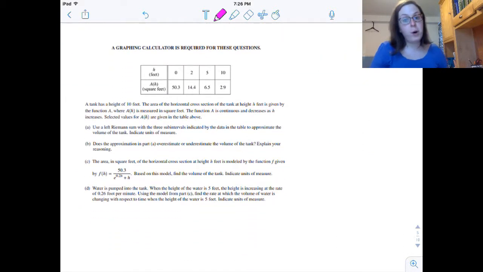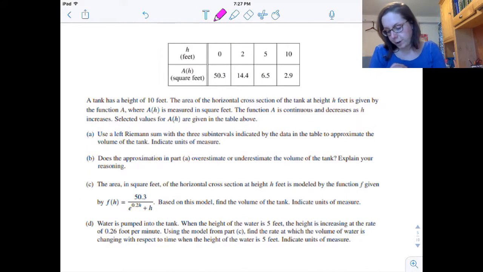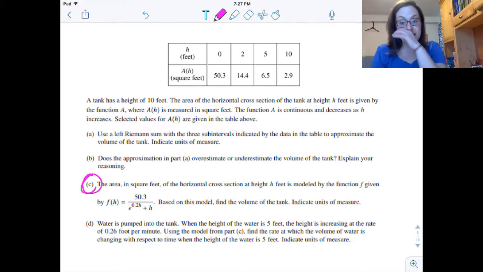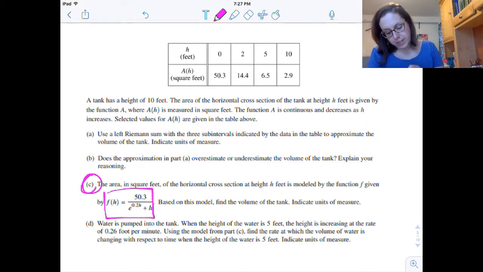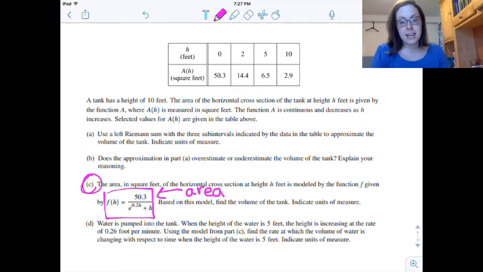These are both from the last 2 years of AP exams. This is how they've asked volume on the last 2 years of AP exams. So if you understand that idea of summing up area, then you're going to be fine on these. So this one we're really going to focus in on C here. A tank has a height of 10. The area of the horizontal cross-section is given by this table. And then in part C, it says the area of a horizontal cross-section at height h is modeled by this function. So this is an area function. Based on this model, find the volume of the tank, indicate units of measure.